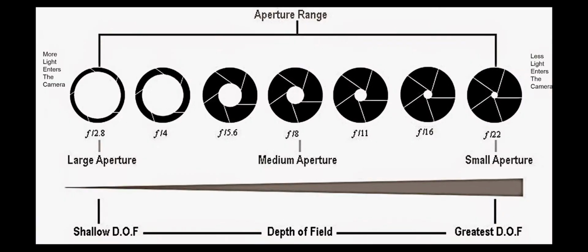And the setting for that aperture is controlled by the f-stop. Now, this part can be a little confusing. It actually took me a while to wrap my head around this, but the lower the number of the f-stop, the more wide open the aperture is. So an f-stop setting of 1.8 is a lot more wide open than an f-stop setting of 8.0.